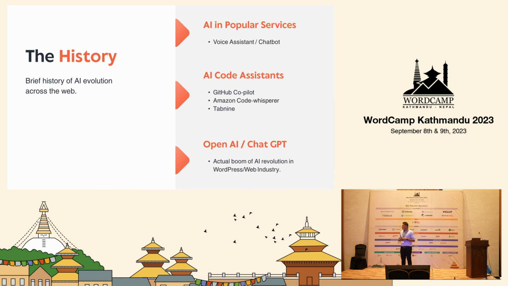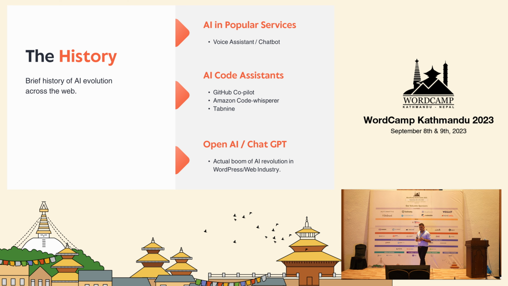Okay, let's talk about a little bit of history. So AI is actually not a very new thing, right? It has been used by millions of people around the world in the form of different types of popular services and products, like voice assistants and chatbots that have been helping businesses throughout the years. And recently, there are AI code assistants also available, like GitHub Copilot, Amazon CodeWhisperer, and Tabnine. They are also available there.